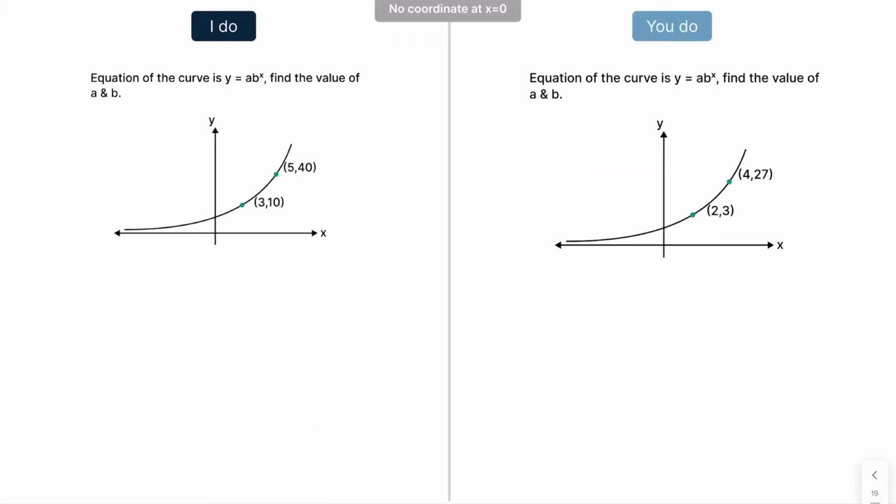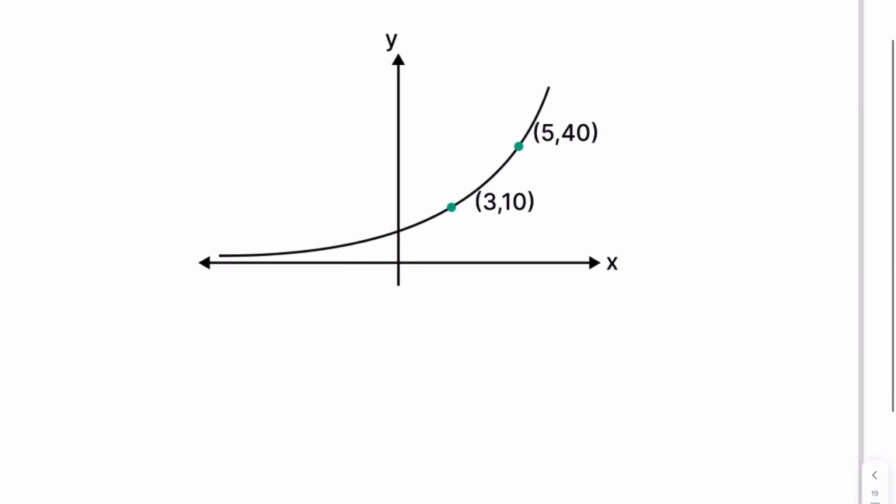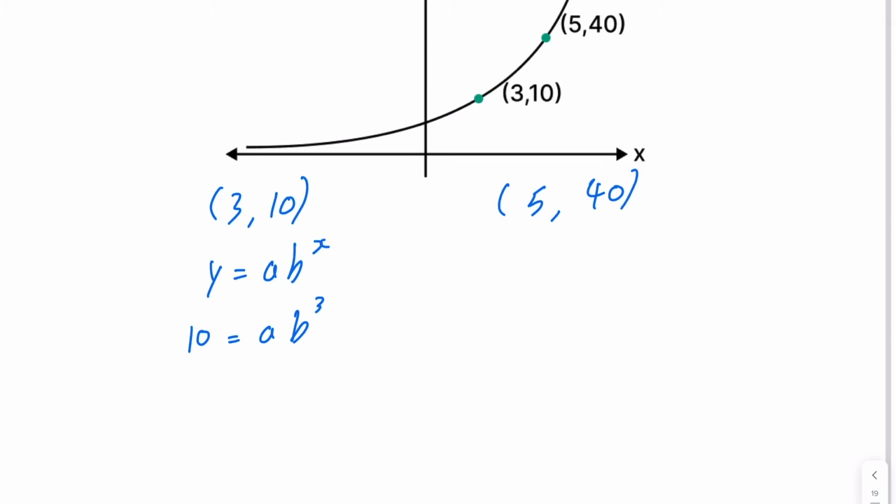Now moving on, we have a non-zero coordinate. But again, the exact same principles apply. I'm going to start with (3, 10). Okay, so we have y is equal to a b^x. As usual, substitute the coordinates in. So 10 is equal to a b cubed. Okay, we'll stop there. Let's look at the other coordinate, because there's nothing else we can do there.